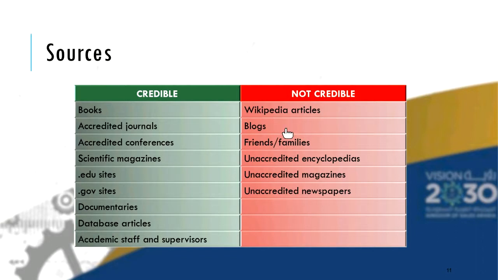Blogs, forums, avoid them if they're not scientific or credible. And if you have, again, questions about the credibility of a source, don't take the risk. Just ask your supervisor about a specific source and they'll be able to guide you. Friends or families, that's not a credible source. Unaccredited encyclopedias or magazines or newspapers. These are all examples of sources that you should avoid.